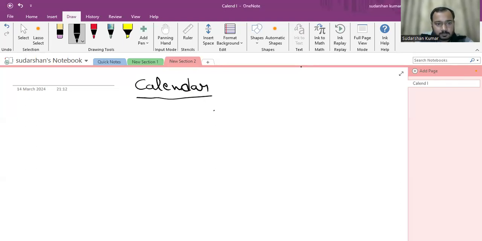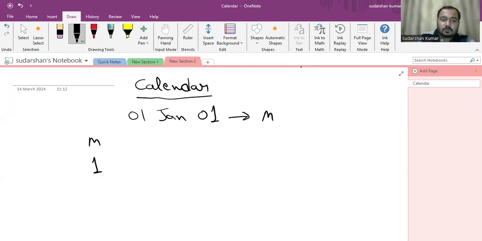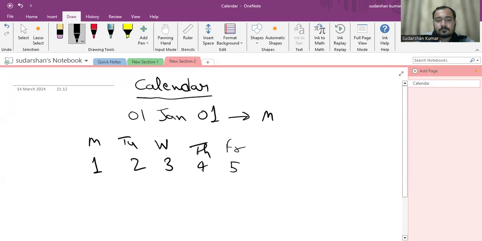And in calendar, we start with the first date of calendar, that was 1 January year 1. We assume that this day was Monday. So we start with 1st January year 1, that was Monday, and the code given to Monday is 1. So Tuesday 2, Wednesday 3, Thursday 4, Friday 5, Saturday 6, and Sunday is 0.